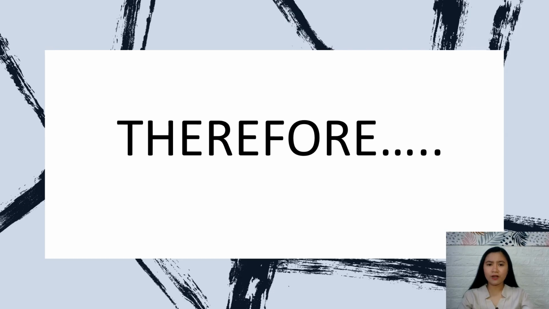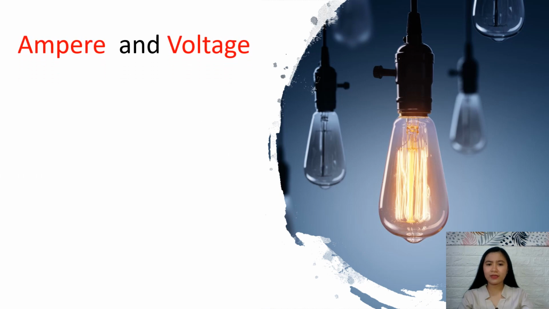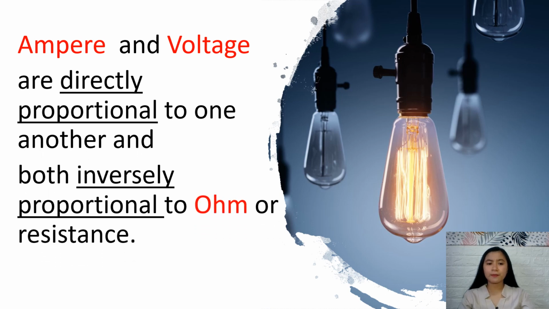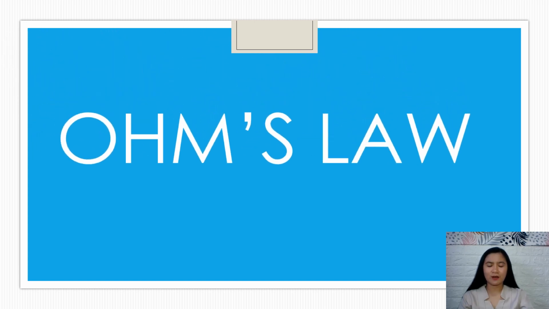So therefore, based on the picture, we can say that the ampere and voltage are directly proportional to one another, and both inversely proportional to ohms or resistance. This idea has something to do with our lesson for today, which is Ohm's Law. But before we start, here is the objective of our lesson.